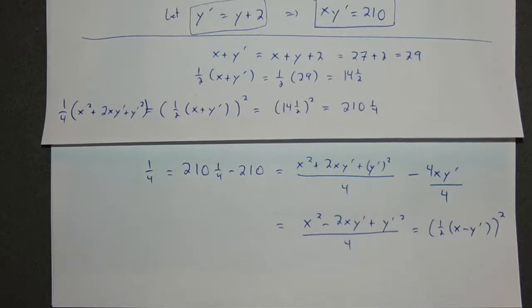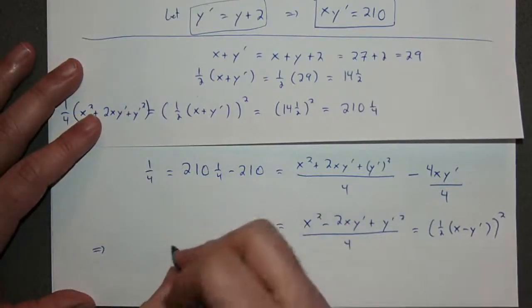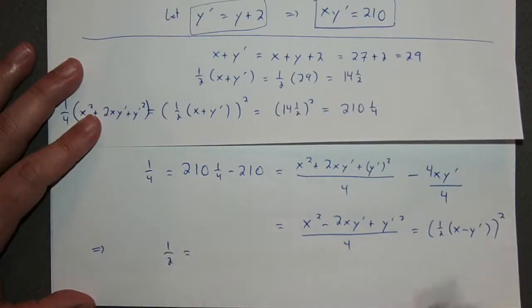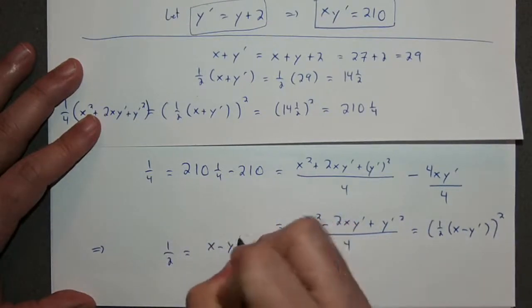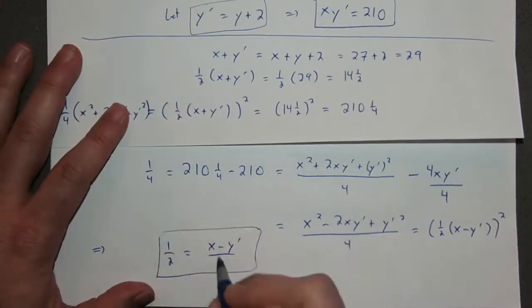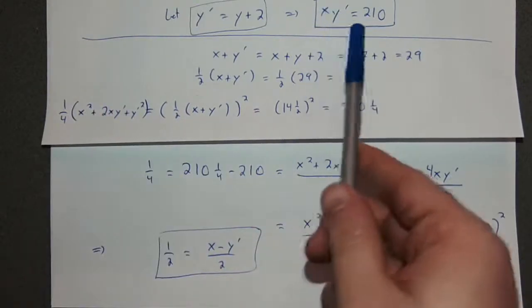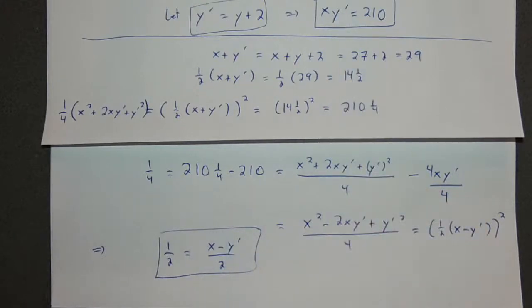And the thing that the scribe says next is the square root of 1/4 is 1 half. So taking the square root of both sides, I get that 1 half is equal to (x minus y prime) over 2. Well, then what? Once I have this together with the other constraints that I've gotten up here, how do I actually solve for x and y prime?